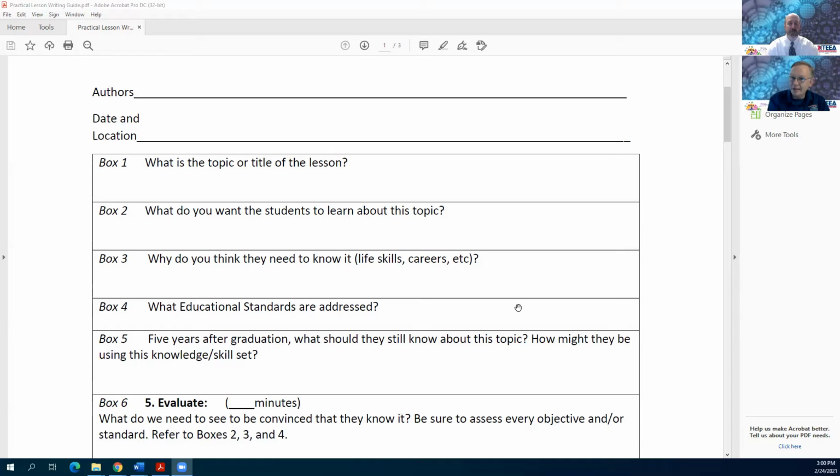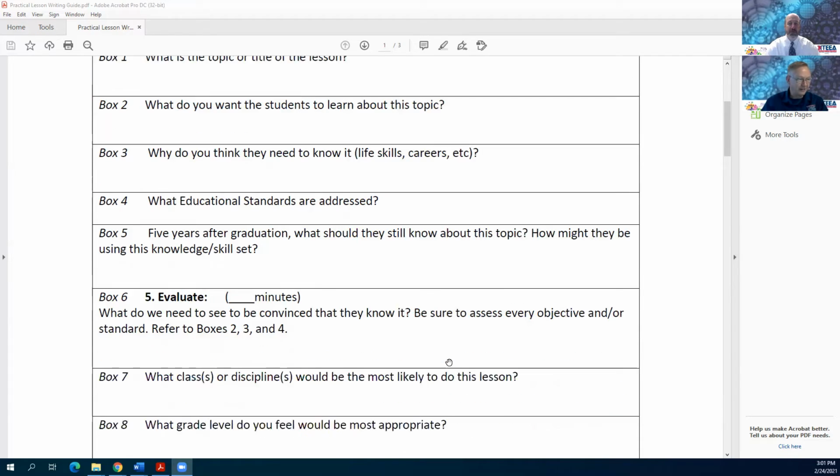Now, 5 years after graduation, what do you want them to remember? You want them to say, oh yeah, I remember that deal about the diameter and the circumference and pi and all that. Yeah, I got that down now. What should they remember? These are your enduring concepts. Remember a few years ago when we were doing curriculum development, and enduring concepts kept coming up? What should they know 5 years from now? What are they going to remember?